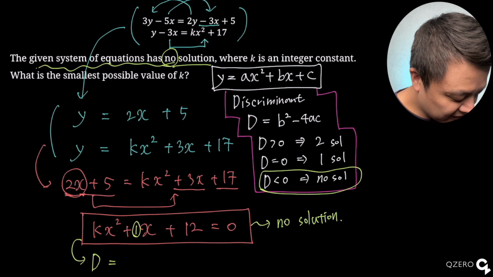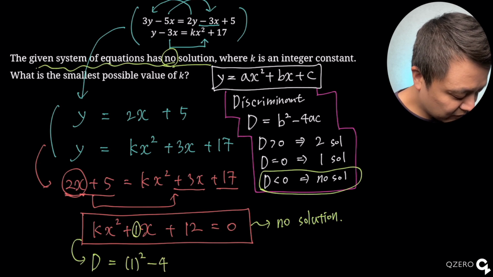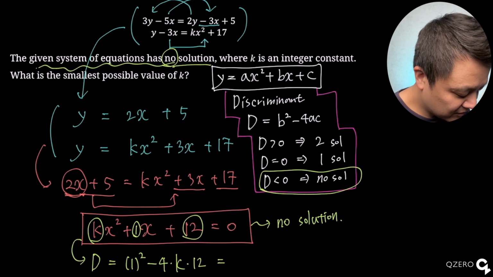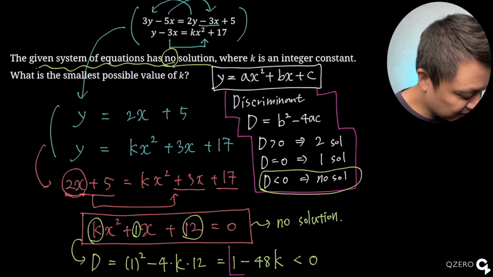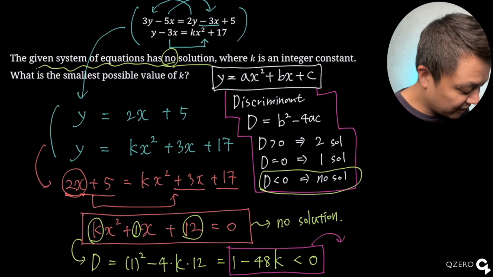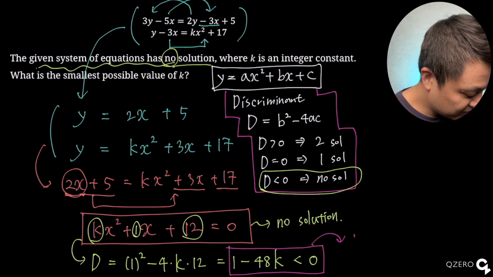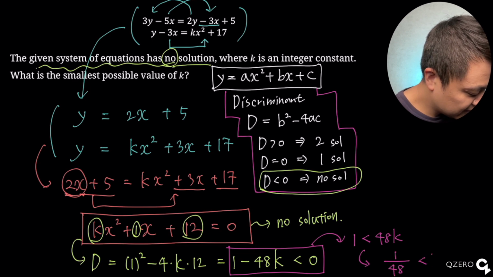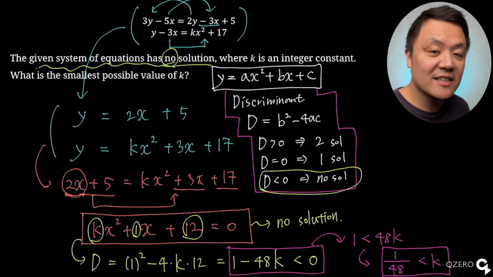b is 1 here, so 1 squared minus 4, a is k, and c is 12. So the discriminant is simply 1 minus 48k, and as we already figured out, it has to be negative. Now it all comes down to solving this inequality. Let's move negative 48k to the right hand side. Then we have 1 less than 48k, and why don't we just divide both sides by 48? Since we divided by a positive number, the direction of that inequality stays the same.